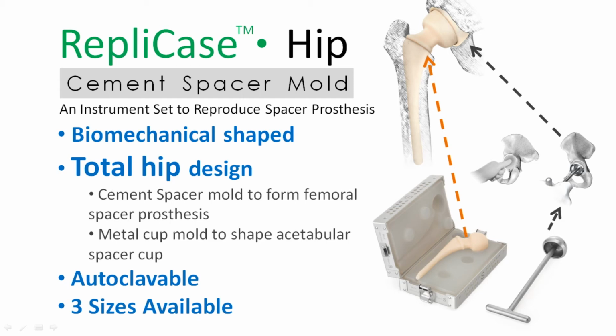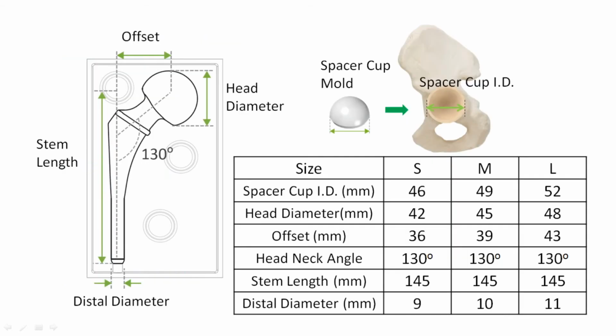There are 3 sizes of Replicase hip cement mold: small, medium, and large. The dimensions of the spacer cup are 46, 49, and 52 millimeters respectively, and the corresponding femoral heads are 42, 45, and 48 millimeters. The shaft neck angle is designed as 130 degrees, and the stem length is 145 millimeters. The stem distal diameters are 9, 10, and 11 millimeters, corresponding to small, medium, and large sizes.